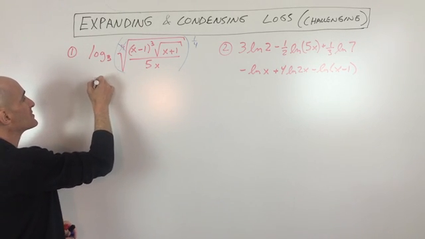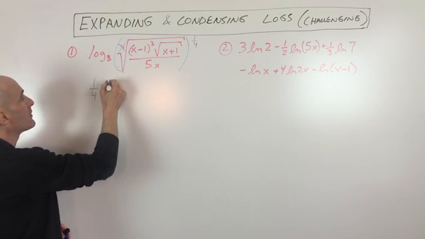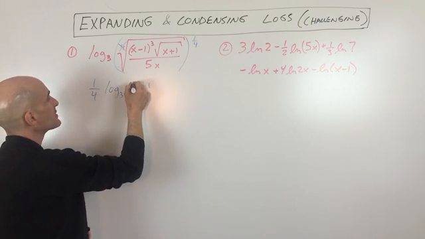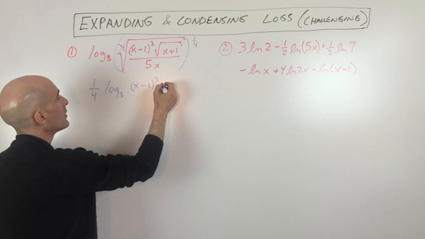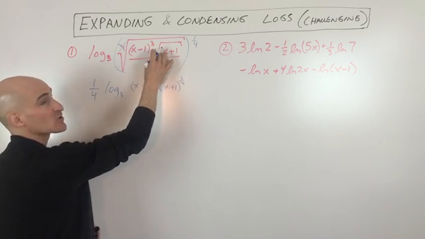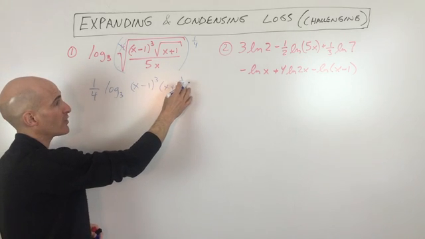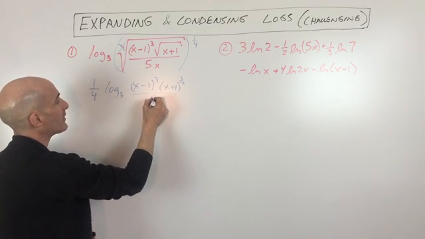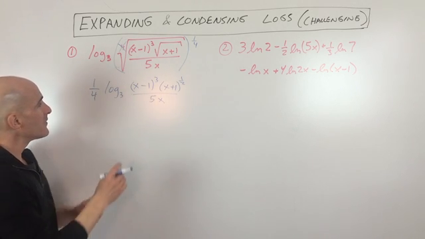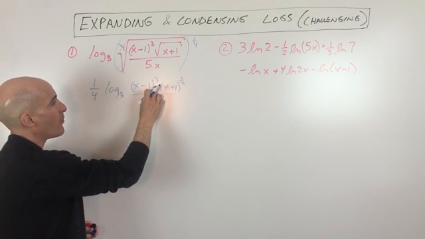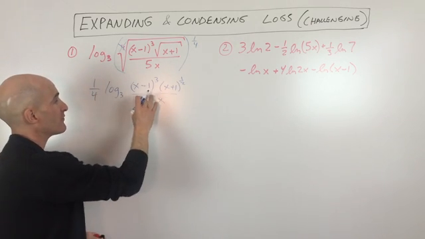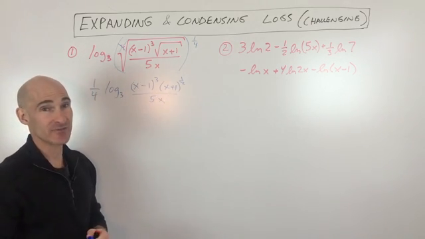So this can be written as 1/4 log base 3 of x minus 1 cubed, times x plus 1 to the 1/2 power. So I'm changing this square root to a fractional exponent, a rational exponent, all divided by 5x. Okay, so you're with me so far? The next thing I'm going to do is recognize that when you're multiplying, you can write it as a sum of logs, and when you're dividing, you can write it as a difference of logs.